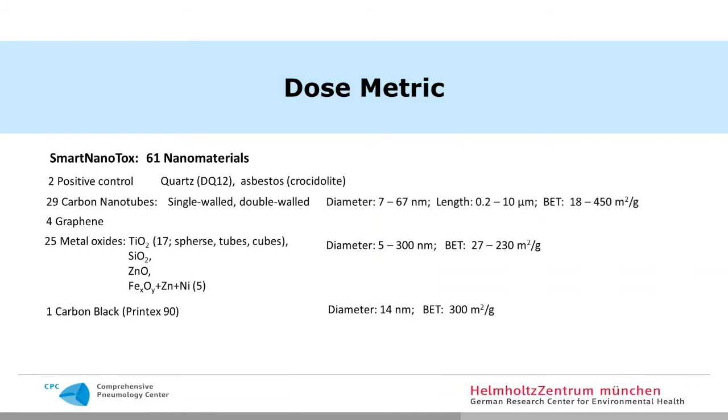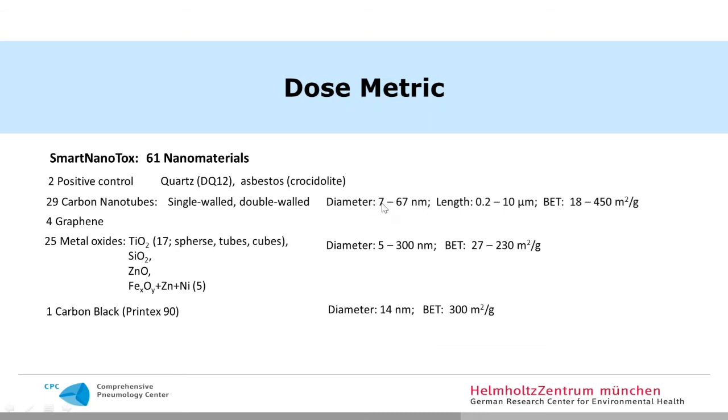Then let's turn to the dose metric. We have these 61 materials. It was already referenced what we have: mainly carbon nanotubes, roughly half of them, then positive controls, quartz and asbestos, and then we have metal oxides and graphene, and carbon black also as a nice reference material. And notice the breadth of parameters.